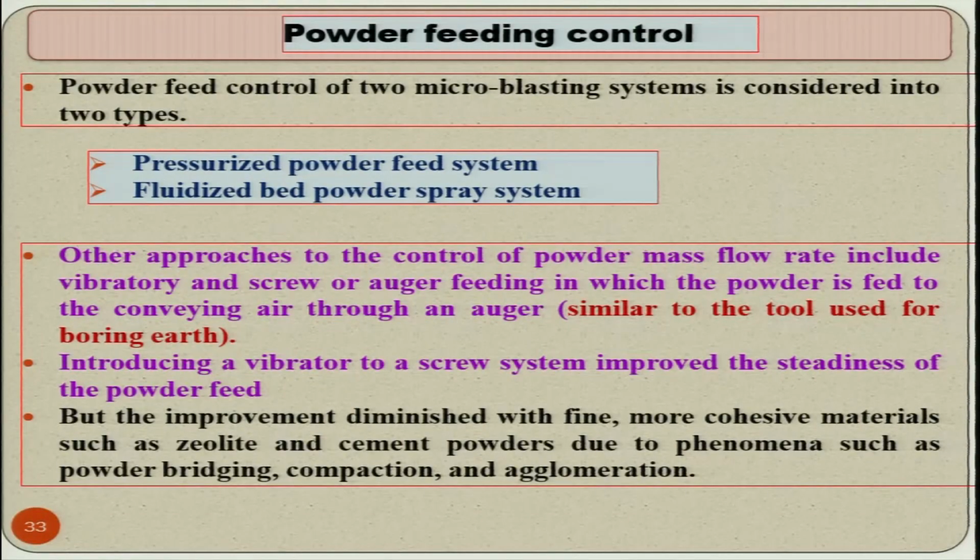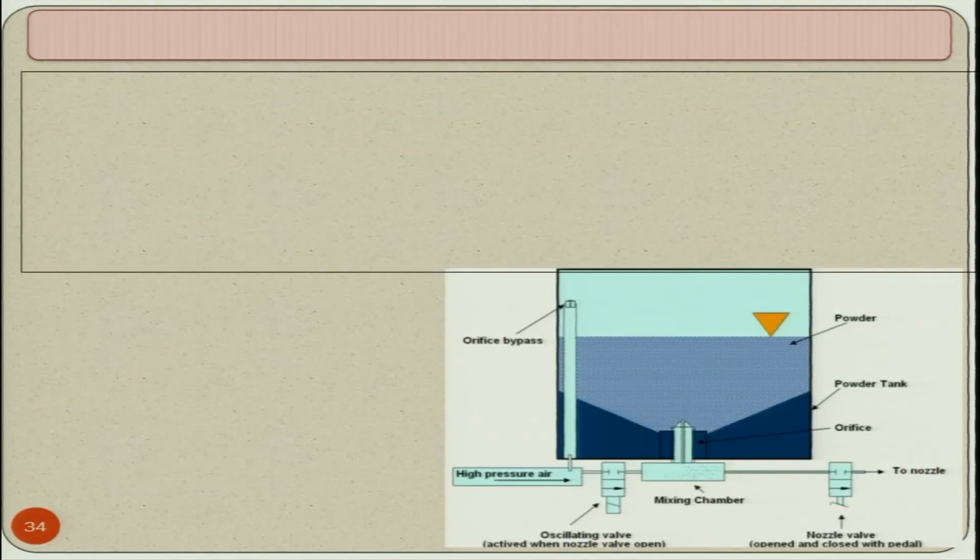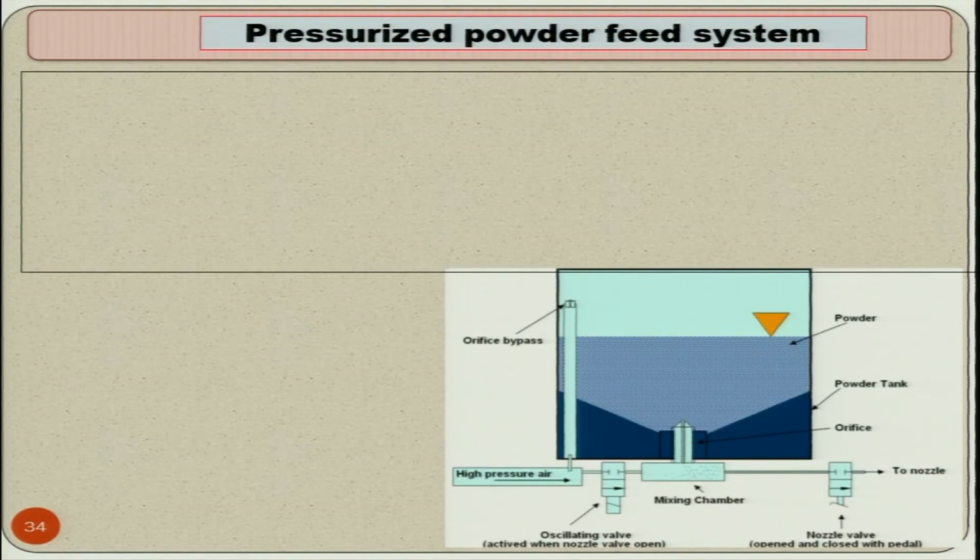Okay, so if you see it, the improvement diminishes with the use of fine, more cohesive materials such as zeolite and cement powders due to phenomena such as powder bridging, compaction and agglomeration. Now, let us see the pressurized powder feed system.